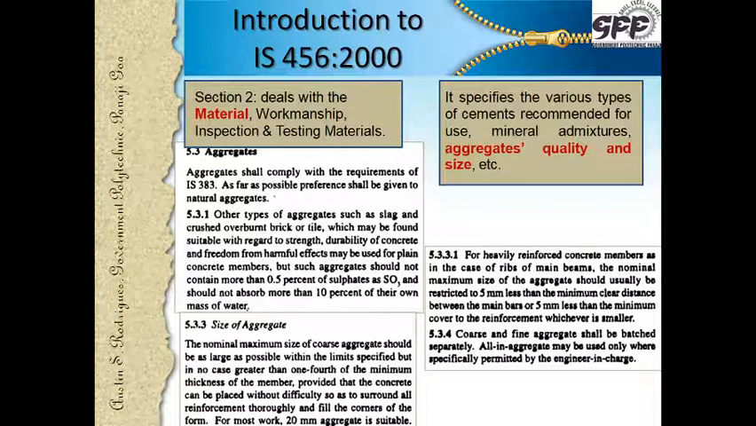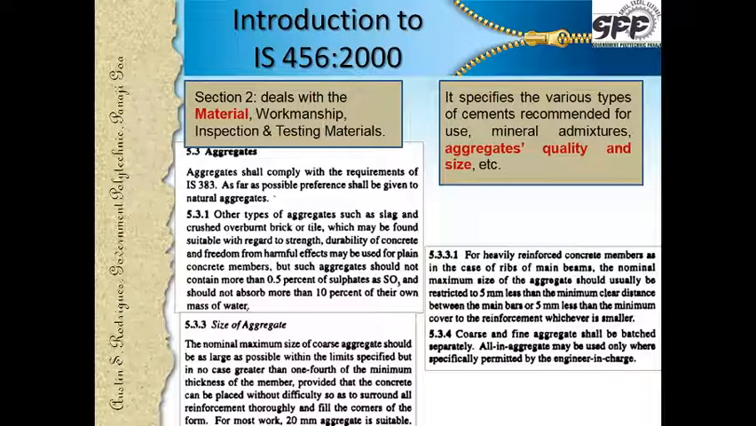In section 2, in materials, clause 5.3 deals with the aggregates. What are the different types of aggregates which are to be used for PCC or RCC? A few things which are very important over here. Aggregates shall comply with the requirements of IS 383. Everything about the aggregates has been described over here, specified over here in IS 383, so it has been referred to in this code.